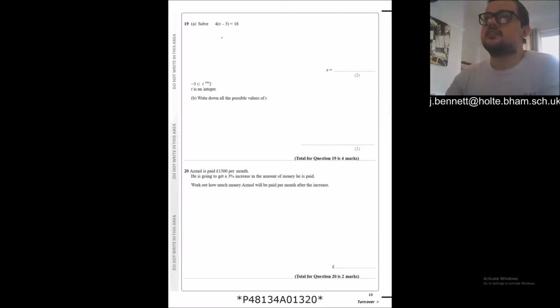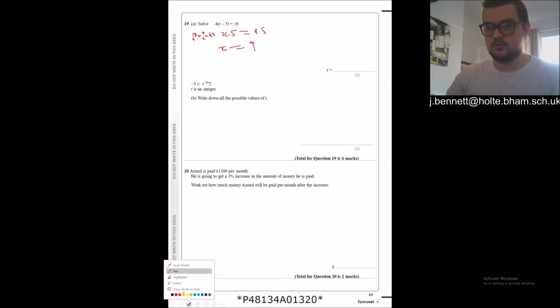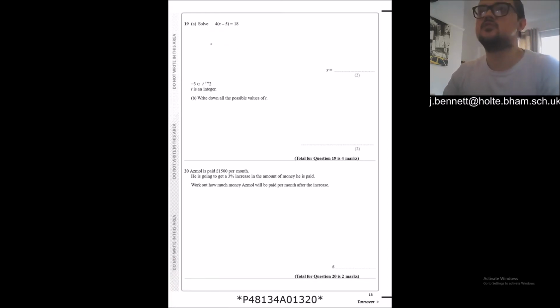Okay, here we go. Solve this. 4 brackets x minus 5 is 18. So let's divide both sides by 4. 18 divided by 4 is the same as 9 over 2, or just 4.5. Sorry, I'm going to start that over because I went through that too quickly.